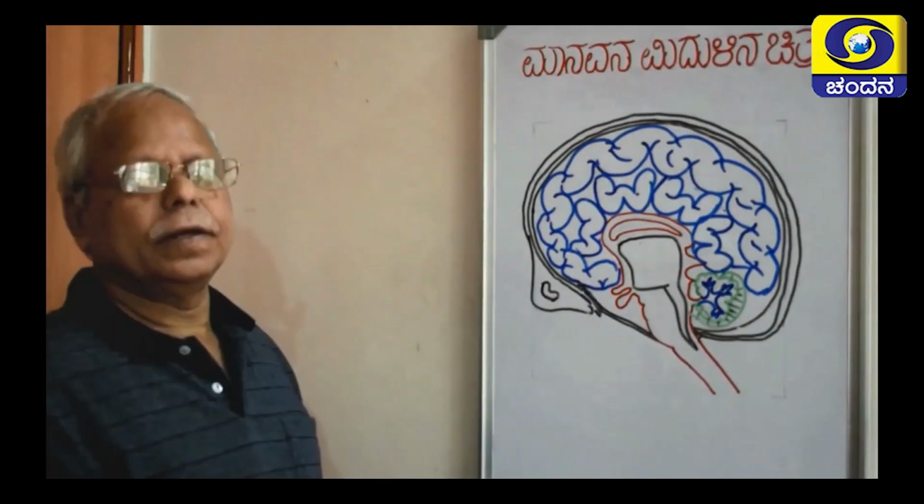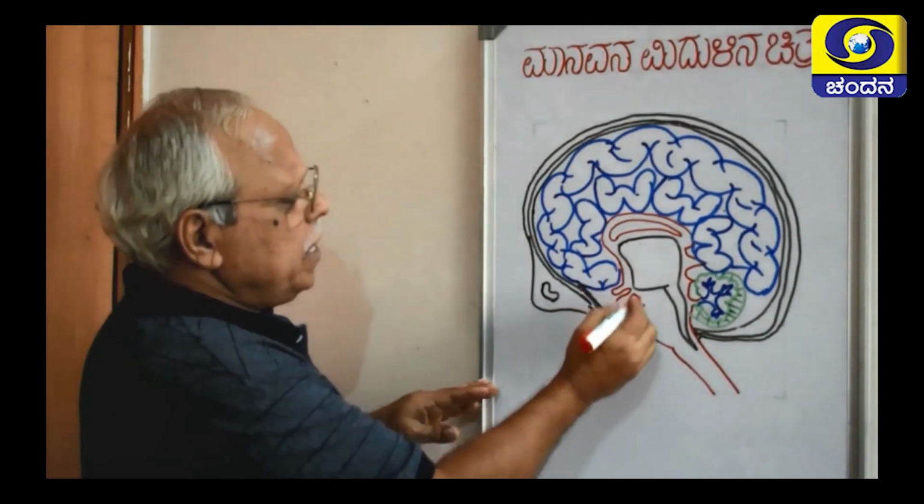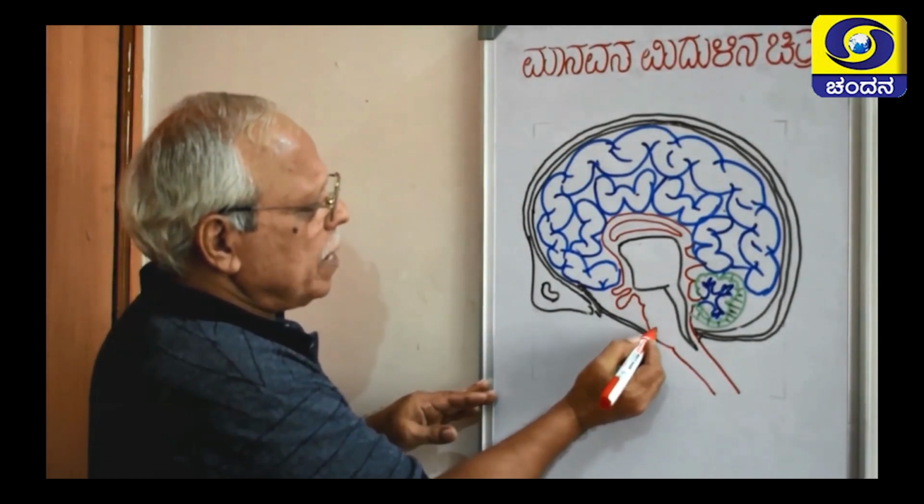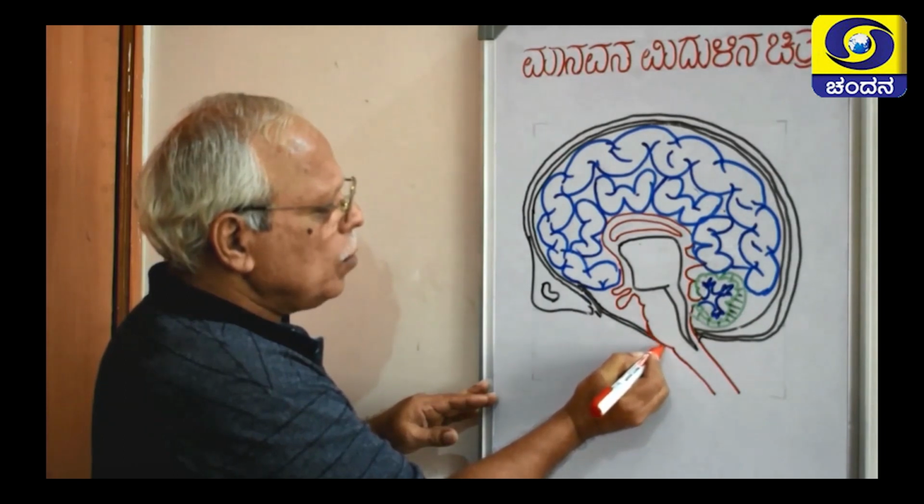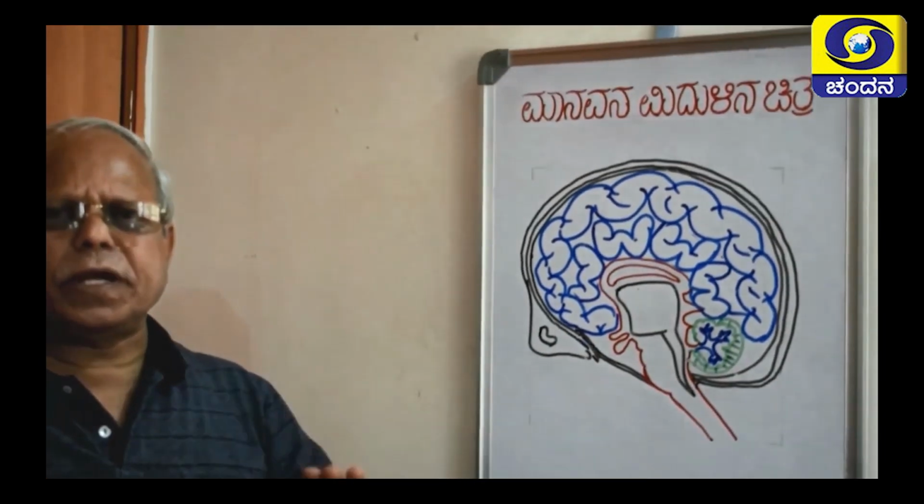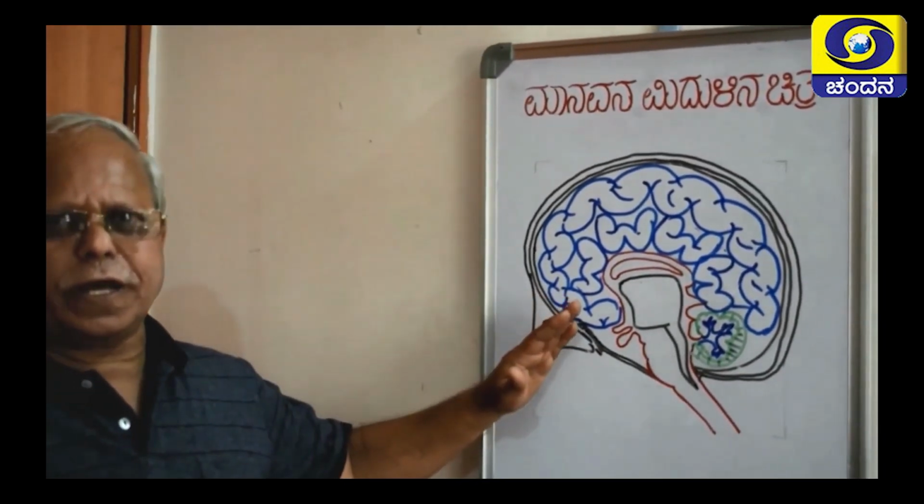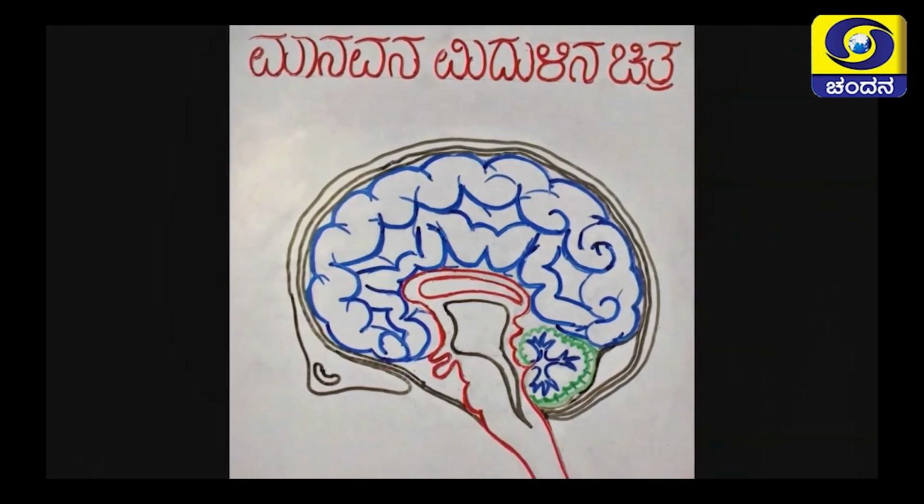Now, this part should appear a little bulged. So, make it a little bulging part. That is called the medulla oblongata. Now, your brain is ready.